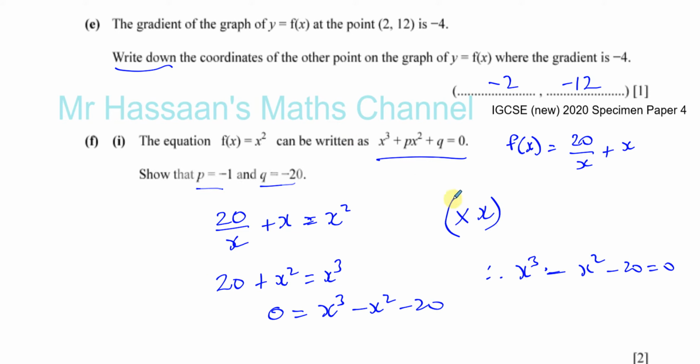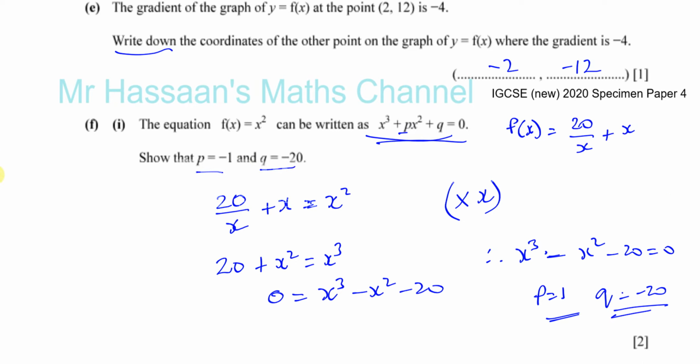So we've shown that p is equal to minus 1, because that's minus 1 x squared, and q is equal to minus 20. We've shown that by just rearranging this formula. So f of x equals x squared, you take f of x and make it equal to x squared, and you rearrange it so it looks like this. So you got rid of the fraction, multiplied everything by x, and then rearranged everything on one side.